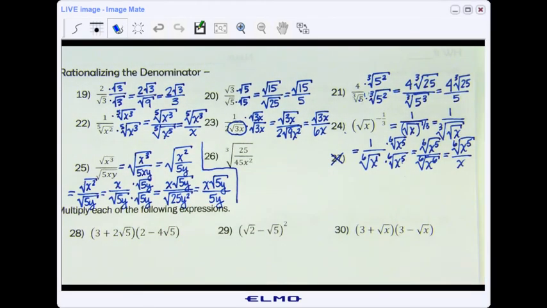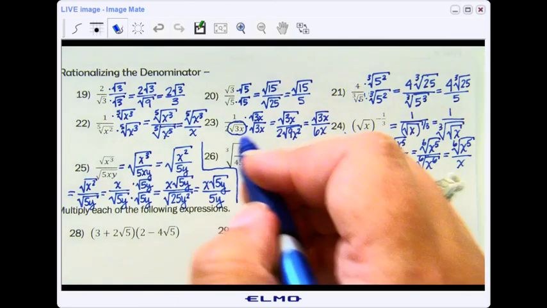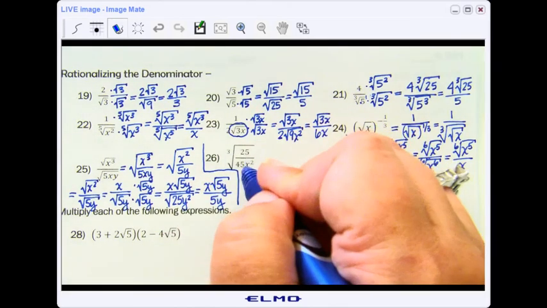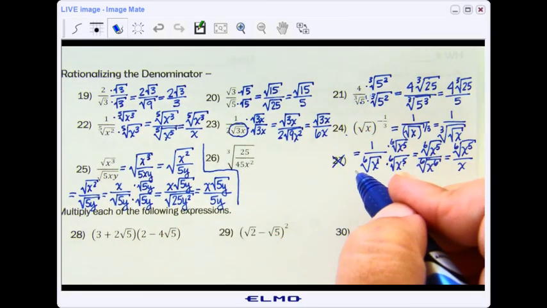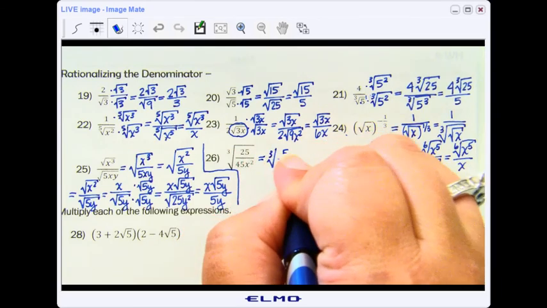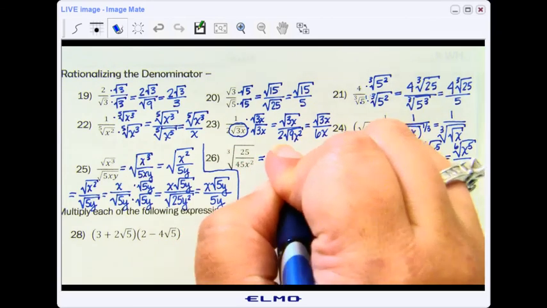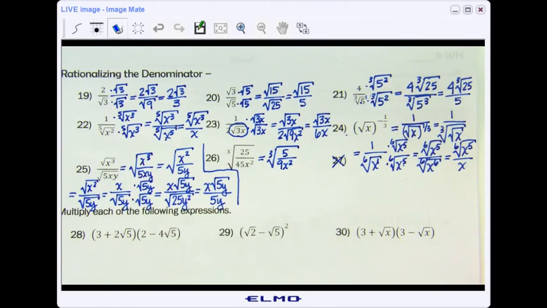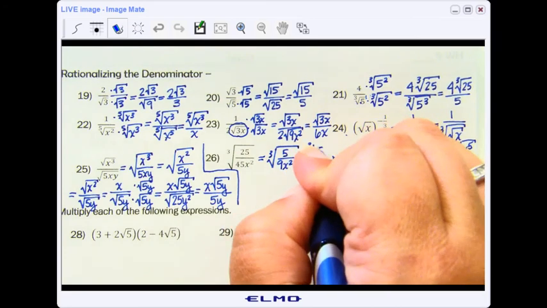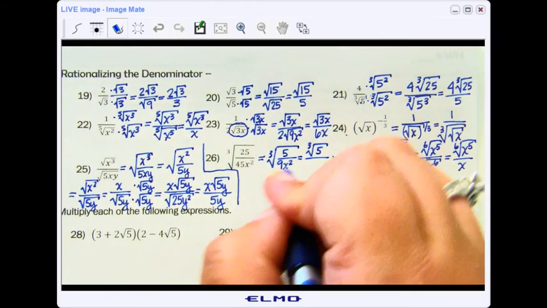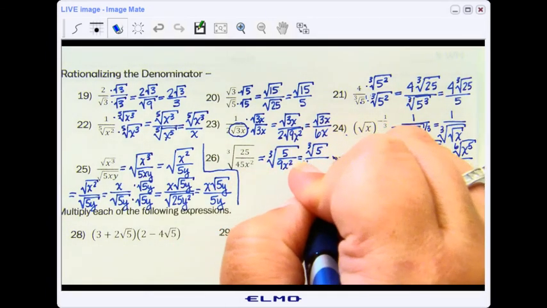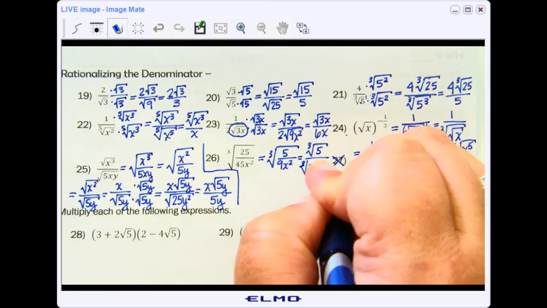In 26, I'm working with cube roots, but I can reduce what's inside just a little bit. So the 25 over 45 both have a 5 in common. So this is the cube root of 5 over 9x squared. When you separate those apart, this is the cube root of 5 over, I can rewrite 9 as 3 squared. So this is the cube root of 3 squared times x squared.